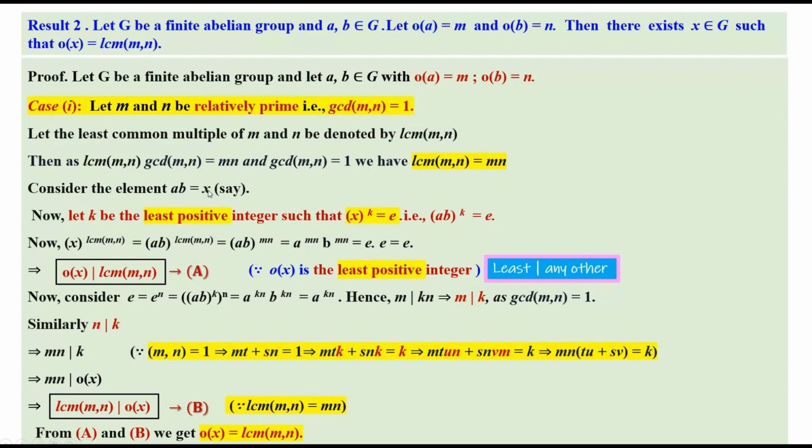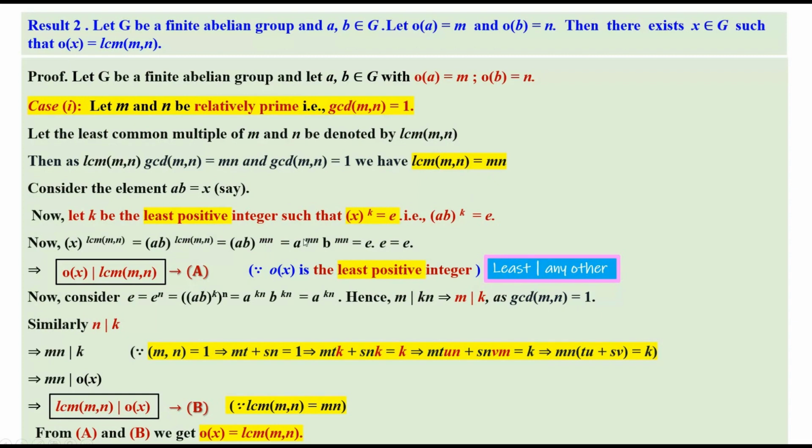Now consider the element ab, which we are going to name as say x. For this element we must have an order. We shall take that to be k. So let k be the least positive integer such that x^k is the identity element. So x is taken as ab, so (ab)^k is e. Now we will consider x raised to the LCM of m and n, where x is taken as ab. So (ab) raised to the LCM of m and n. But the LCM of m and n is m into n here.